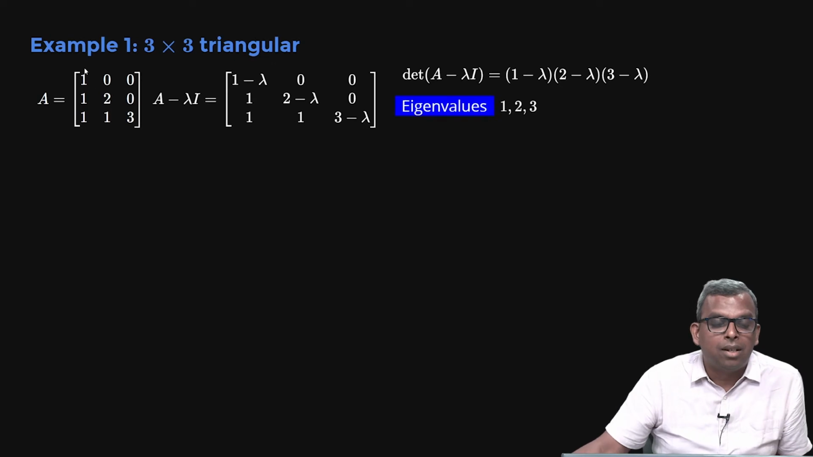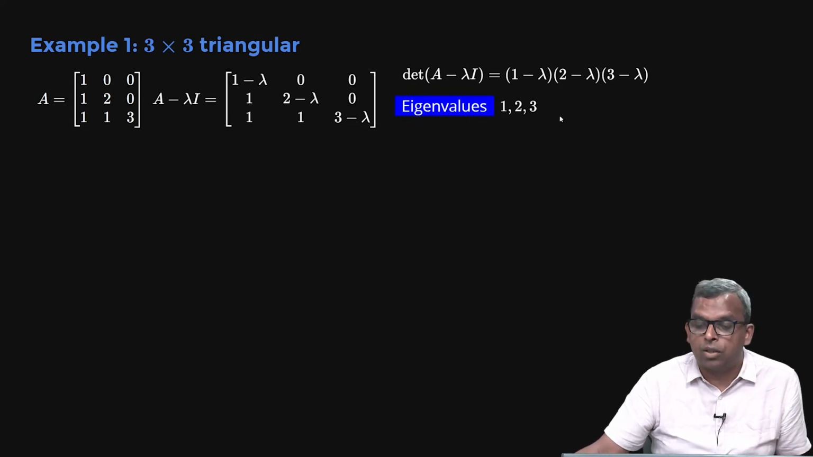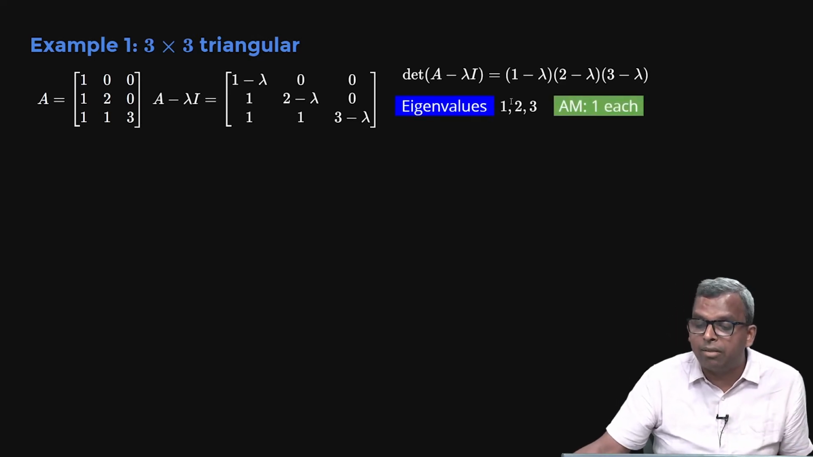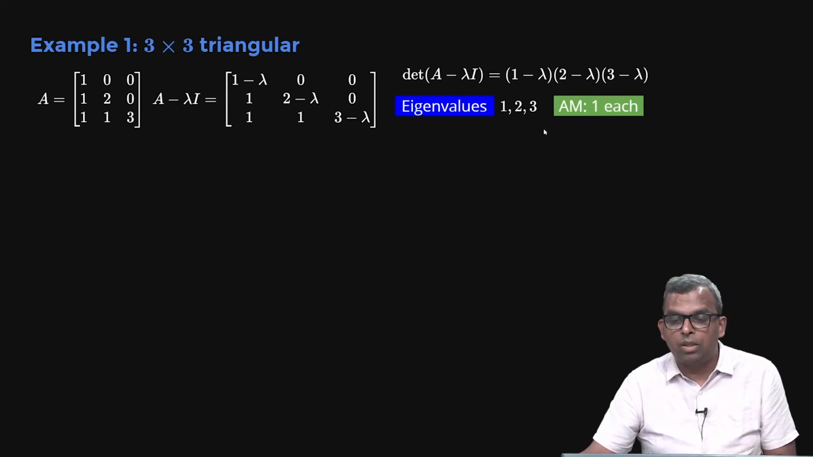So in general, we know that this is true, right? For a triangular matrix, the diagonals are the eigenvalues. Okay, so it just goes like this. It's an easy thing to observe and prove if you want. Eigenvalues are just the values on the diagonal. So it's just 1, 2, 3. What are the algebraic multiplicities? 1 each, right? So eigenvalue 1 occurs with multiplicity 1, 2 occurs with multiplicity 1, 3 occurs with multiplicity 1. Okay, so eigenvalues are done.